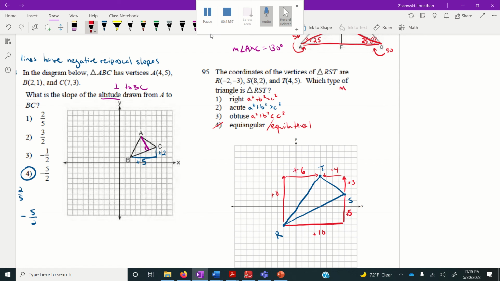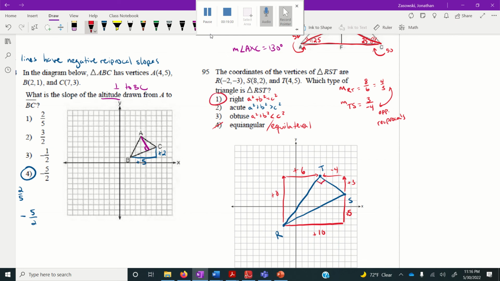Now, if we want to, we can easily look at the slopes of our lines real quick. So the slope of RT is up 8 and over 6 to the right, which is going to be 4/3. We can also see the slope of TS is going to be up 3 and over 4 to the left, which is -3/4. And immediately, what should catch your attention is that these lines are indeed opposite reciprocals. And so that means this angle is 90 degrees and it has to be choice number 1.